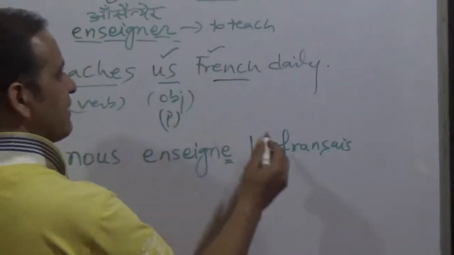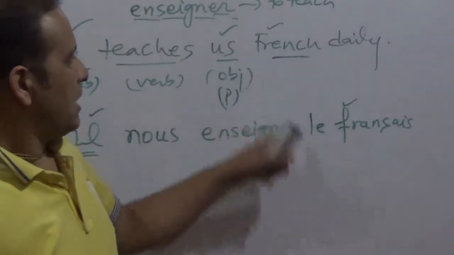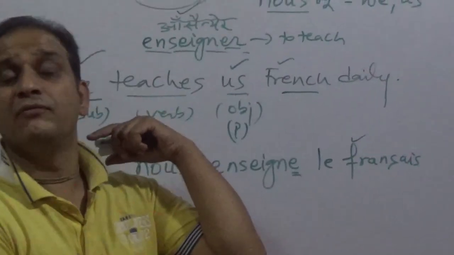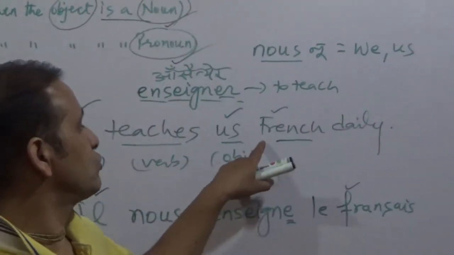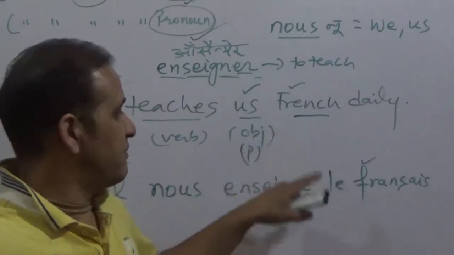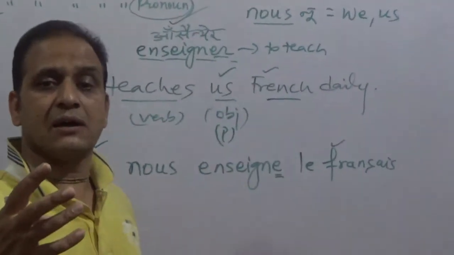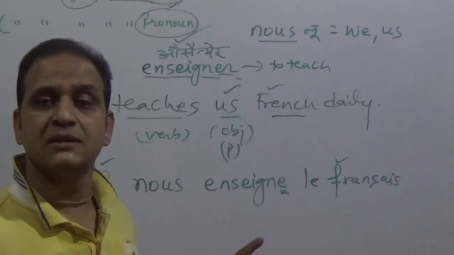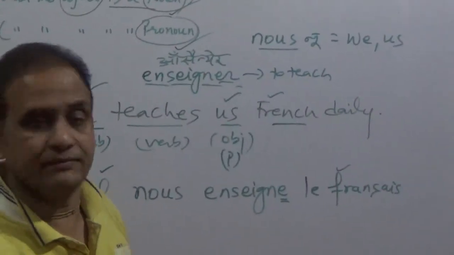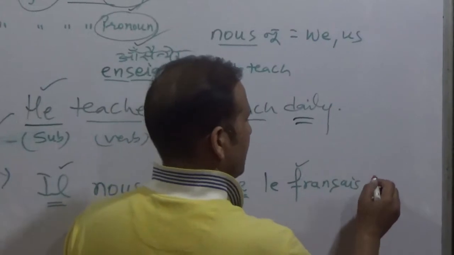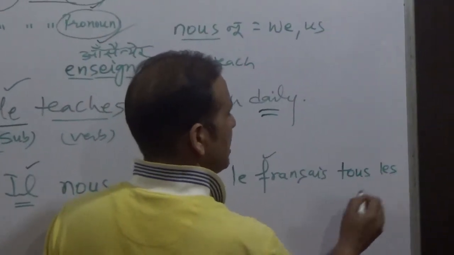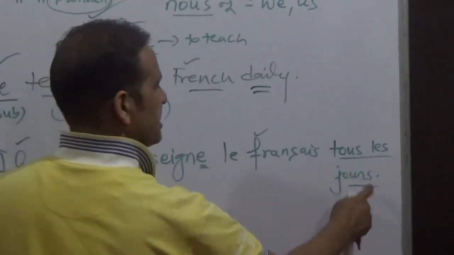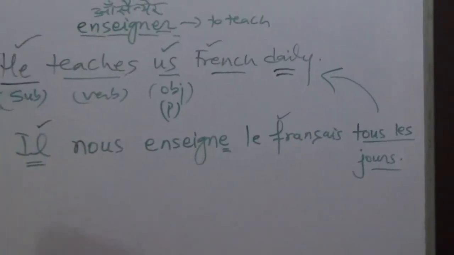Why here did I write F capital and here small? It is because in English, French, Spanish are proper nouns, and in English, proper nouns begin with a capital letter. But in French, the languages are not considered proper nouns. They are considered common nouns. Therefore, the first letter is not written with a capital. So that's why le français. And daily, for that, they say tous les jours. The literal meaning is all the days, but the sense is daily.